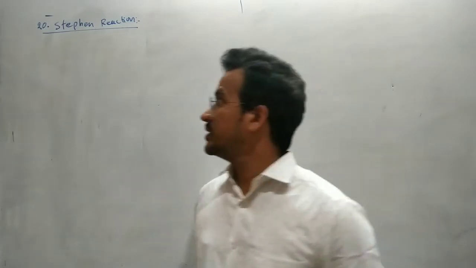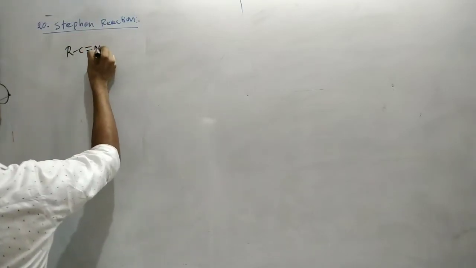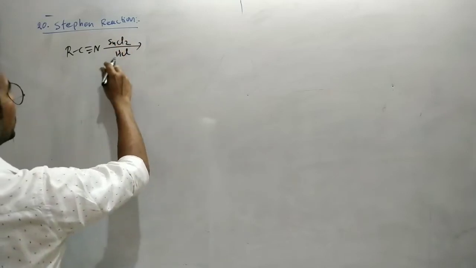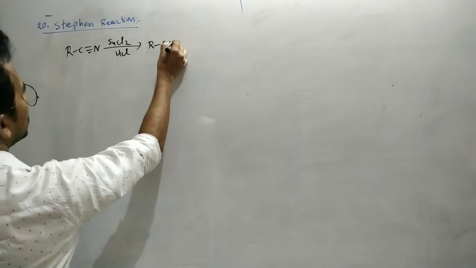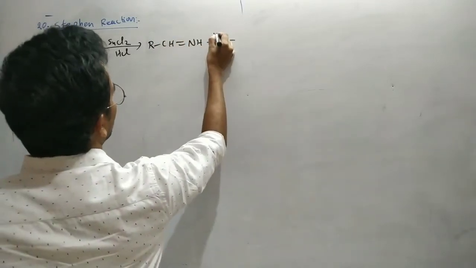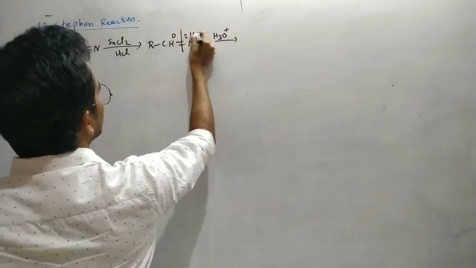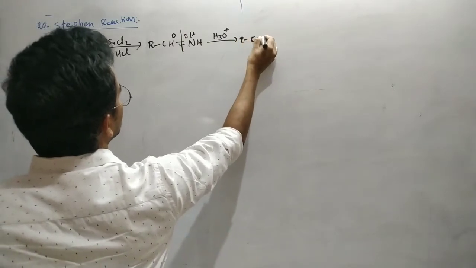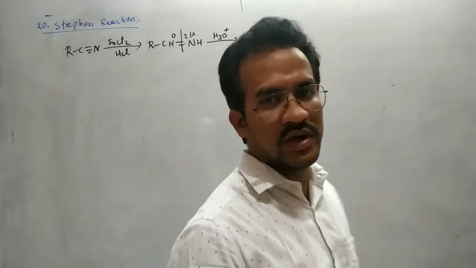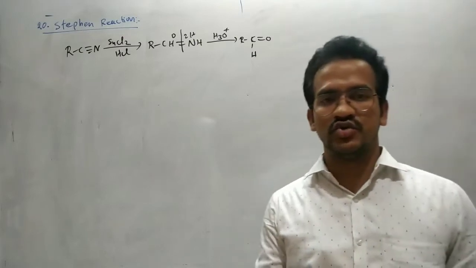Here, alkyl cyanides are converted on reaction with SnCl2 and HCl, stannous chloride and HCl, into an imine, CH double bond NH. On hydrolysis of this, we get the aldehyde, C double bond O, H, plus ammonia as the side product. The main product is the aldehyde.